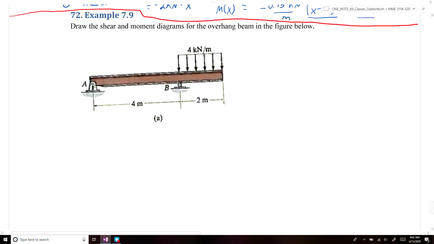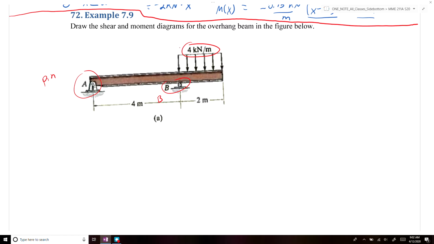So in this example problem, we're going to draw another shear and moment diagram for this beam that's shown below. In this beam we have a pin at point A, and we have a roller at point B, and then we have a distributed load of 4 kilonewtons per meter from point B to the end of the section.